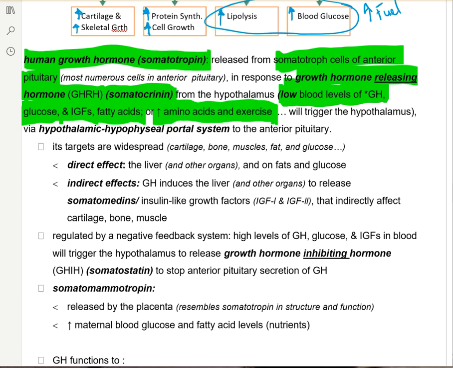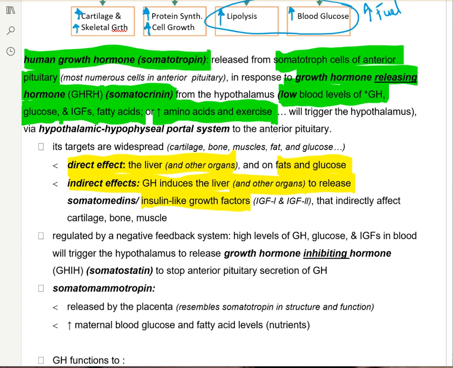All right, so the targets are widespread. Directly, it goes to the liver to make the IGFs, and affects fats and glucose. The indirect effect is that growth hormone causes the liver and other organs to release the IGFs, insulin-like growth factors, somatomedins, that indirectly affect cartilage and bone and muscle. Now, note the indirectly is referring to growth hormone.